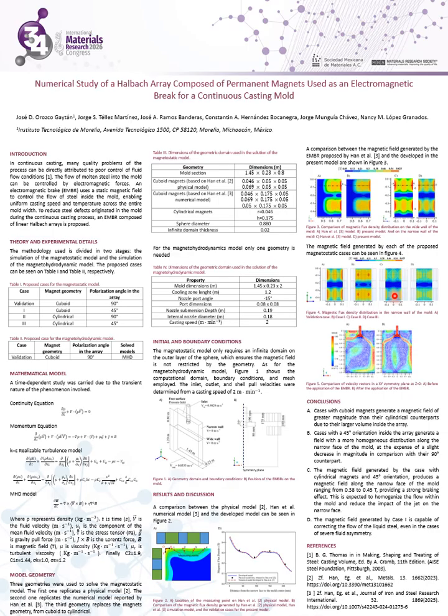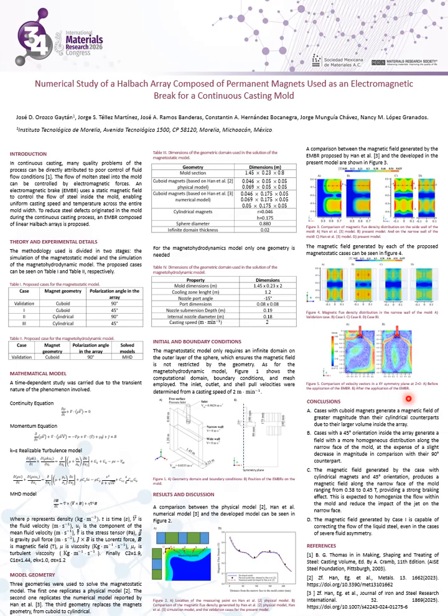In figure number 4, we can see the magnetic flux density distribution for the proposed cases for the magnetostatic model. In item A, we can see the validation case corresponding to Han et al. numerical model. In item B, we can see the case 1 for the developed model. In item C, we can see the case 2, and item D, we can see the case 3.